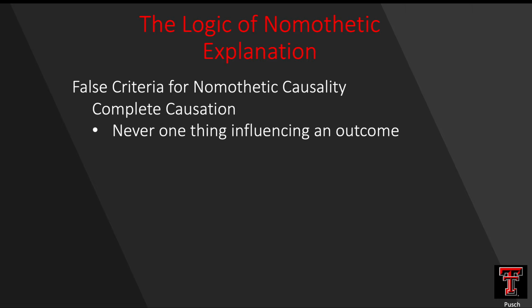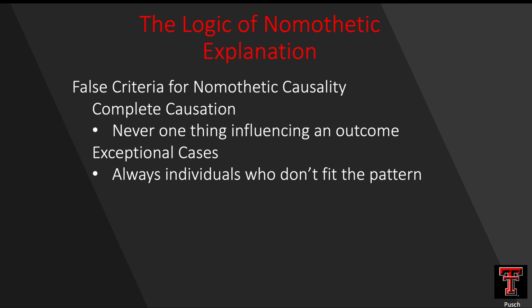Okay, so there are some things that are not criteria for nomothetic causality. These are things that you don't need. First, you don't need complete causation. There's never one thing influencing an outcome, at least in social science. There's a multitude of different things. If we're looking at things like poverty, crime, abuse, racism, the things that we're studying in social science, there is never one thing that's influencing an outcome. There's always multiple things. So in social science, we're never going to have complete causation, and that's okay.